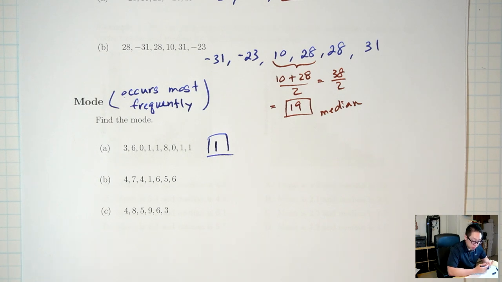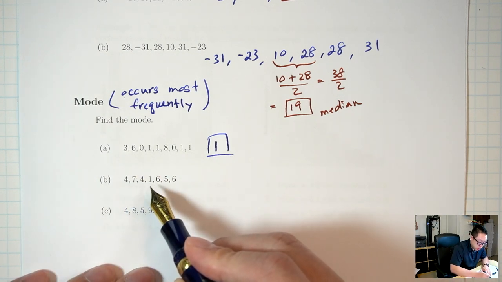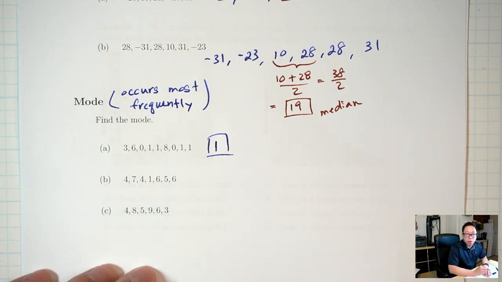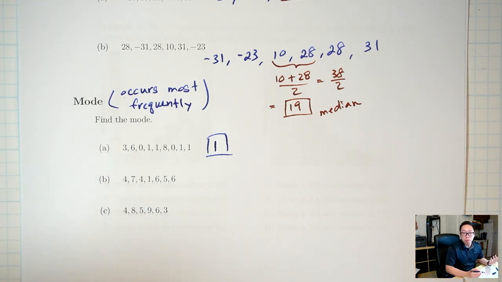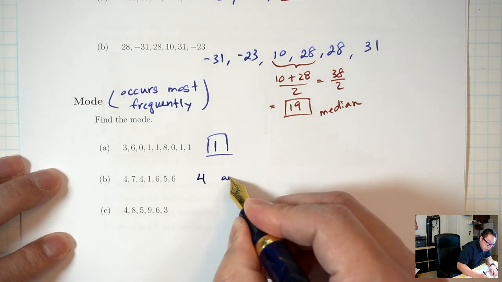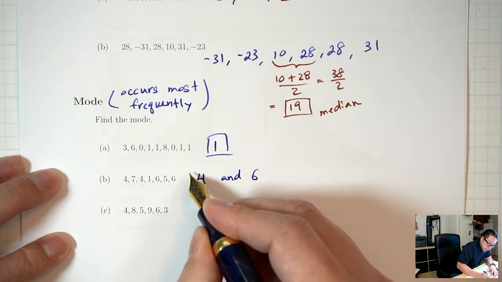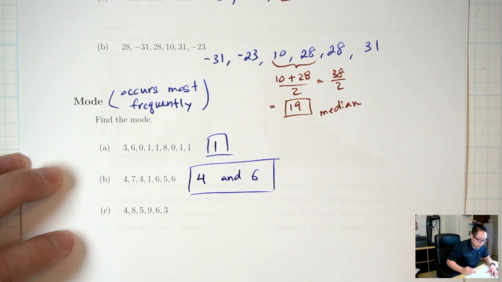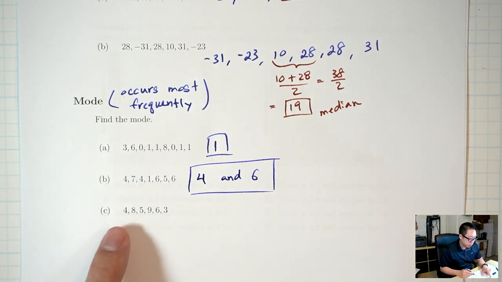Here we have a tie, right? Four occurs two times, six occurs two times. So if there's a tie, then both of them are modes. So our modes here are four and also six. Part C: 4, 8, 5, 9, 6, 3. What data value occurs most frequently?